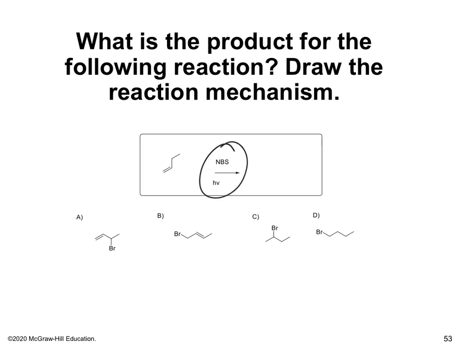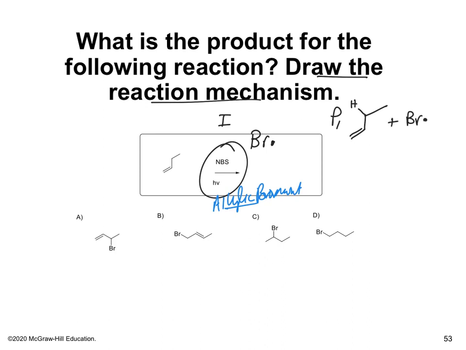Okay, so NBS. NBS generates low concentrations of bromine radical, with H nu. So that's your initiation step, and you can just go straight to that. And then you want to be able to draw your mechanisms, which is the propagation. So this is allylic bromination. You should see that. And then that should tell you that you want to draw in your allylic hydrogen for your propagation step to abstract. So this is going to abstract the allylic hydrogen.